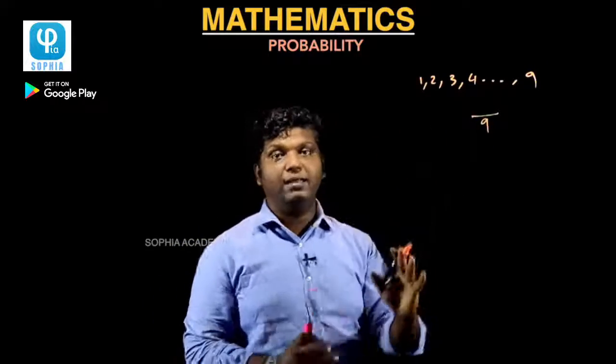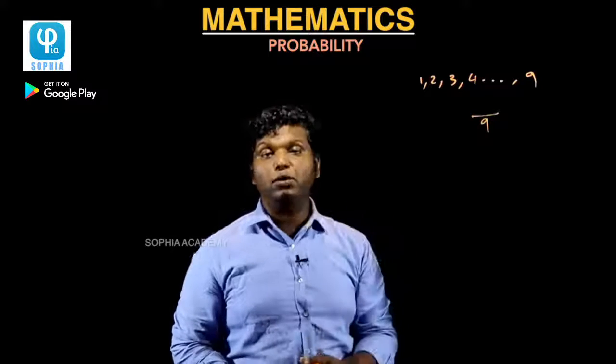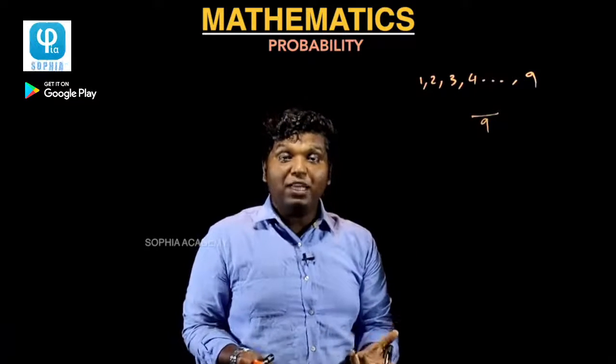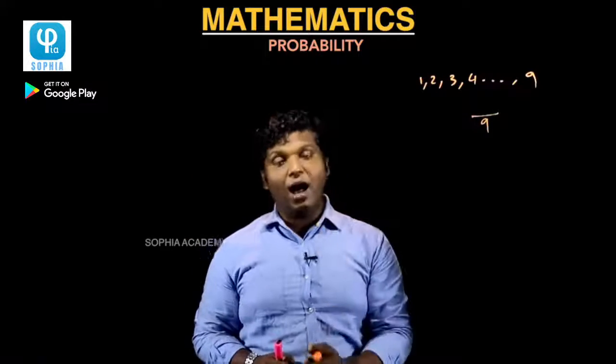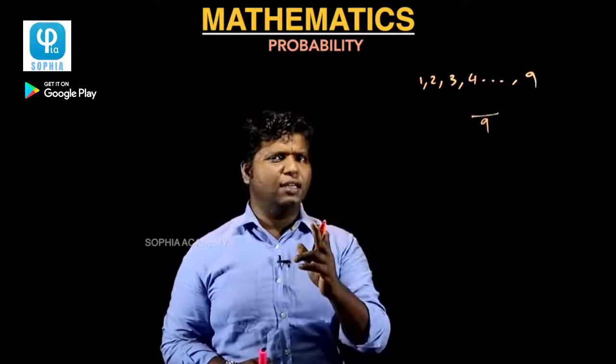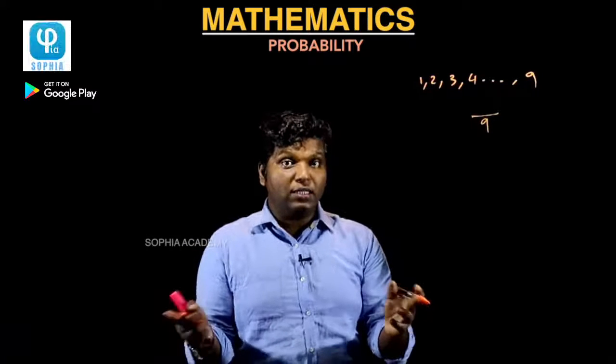You can see from 1 to 9 there are 9 numbers. So the total outcome is 9. From this, what is the favorable outcome? What is the meaning of favorable outcome? That means what is your question? What is being asked inside your question? The probability that it is odd, right? That's the question. The probability that it's odd.